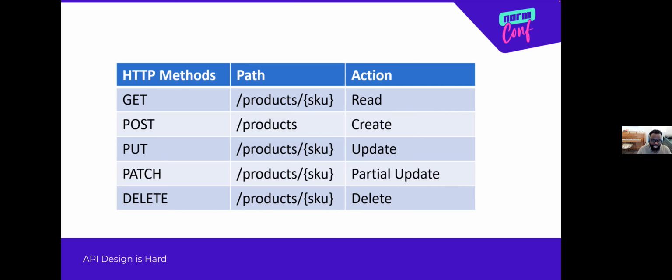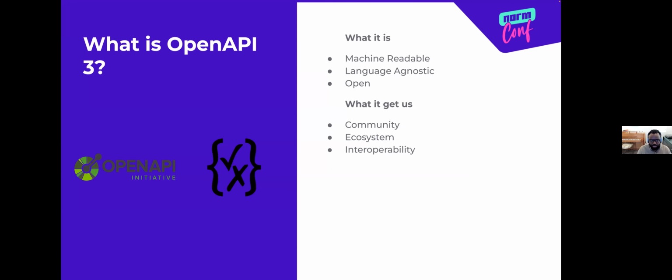And so OpenAPI 3 is an attempt to, one, standardize on how these APIs should look, and then two, provide some ecosystem around these APIs, so consuming them is a little bit easier. So OpenAPI 3, what it is, is a protocol, or I guess more specifically, a machine readable, language agnostic, and open protocol for REST APIs. So it's a way to describe RESTful web APIs in a machine readable and language agnostic format.